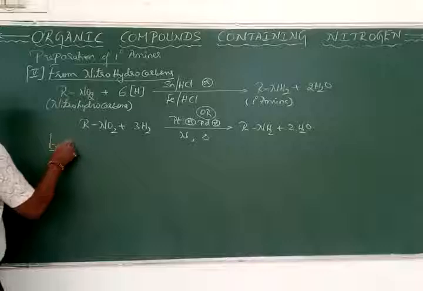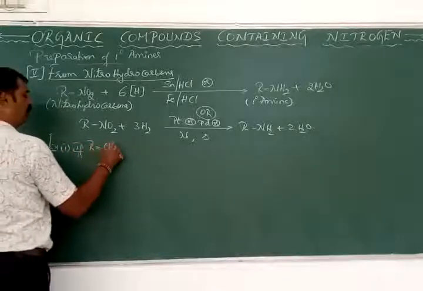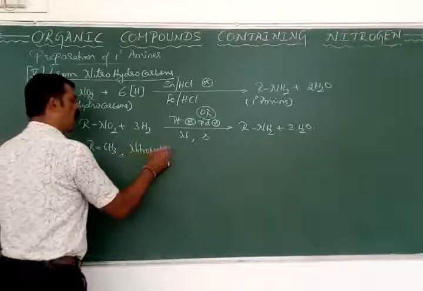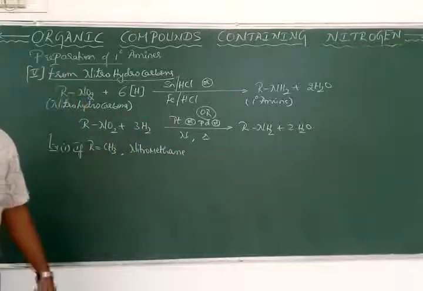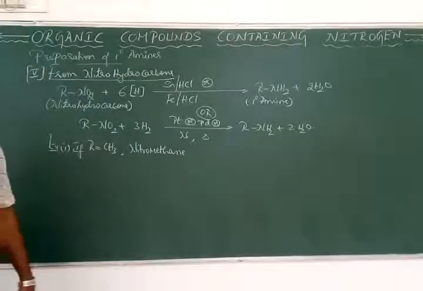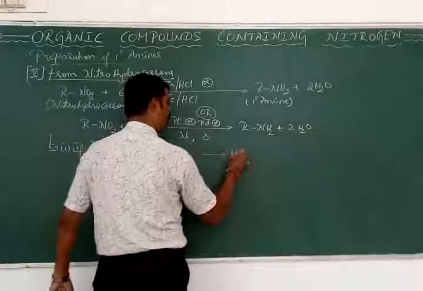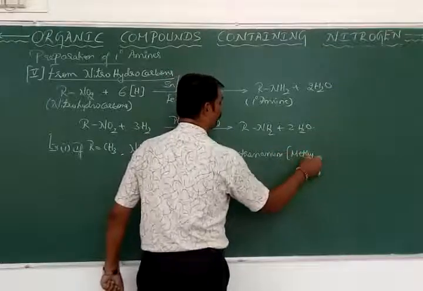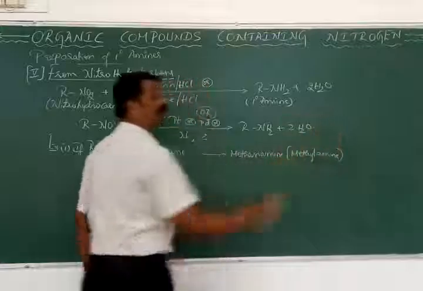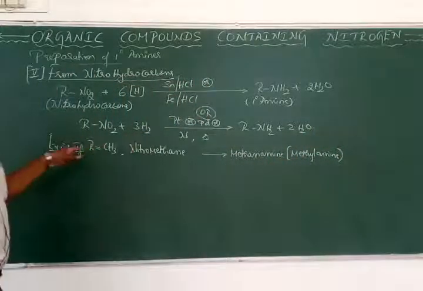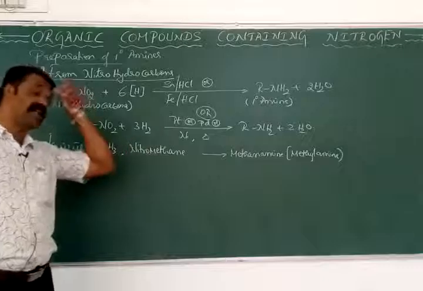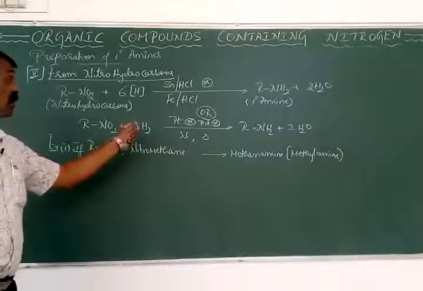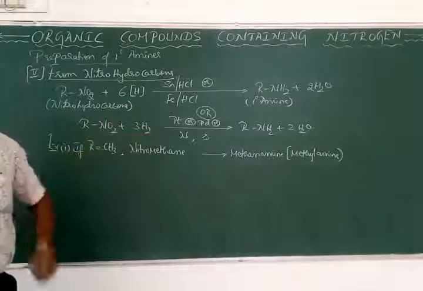Take the same example. If R is equal to CH3, the name of that one is nitromethane. Our common name is methyl nitrite actually. Okay? The product is methanamine, or it is also called methylamine. Methanamine or methylamine is prepared by the reduction of nitromethane using either tin in presence of concentrated HCl or iron in presence of HCl, or catalytic hydrogenation using platinum or palladium, or it may be nickel.